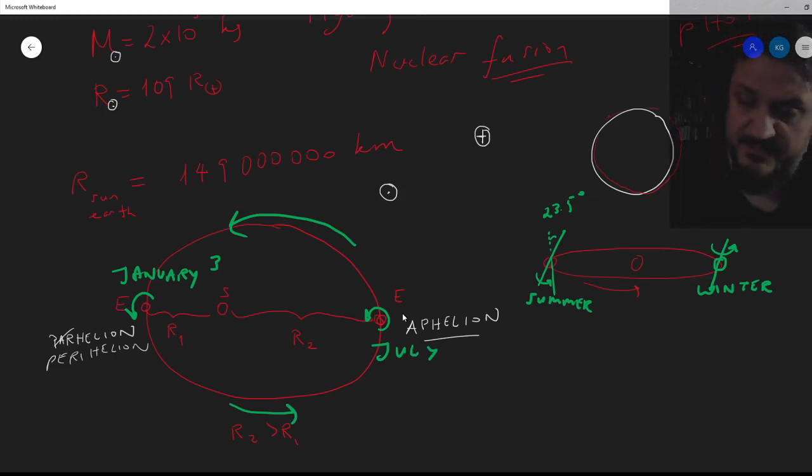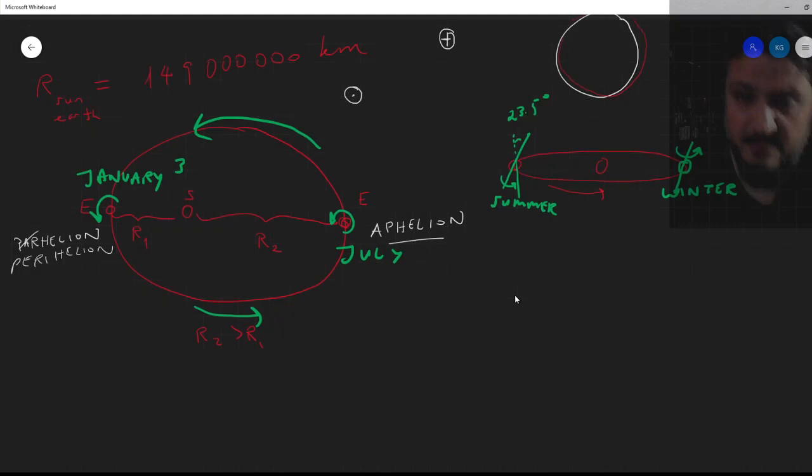Now, how do we observe this from our perspective as observers on the Earth? Here's us, and then this is a flat, let's say.